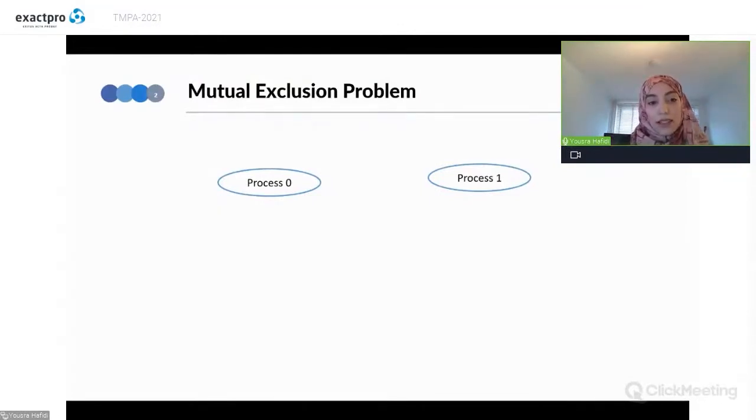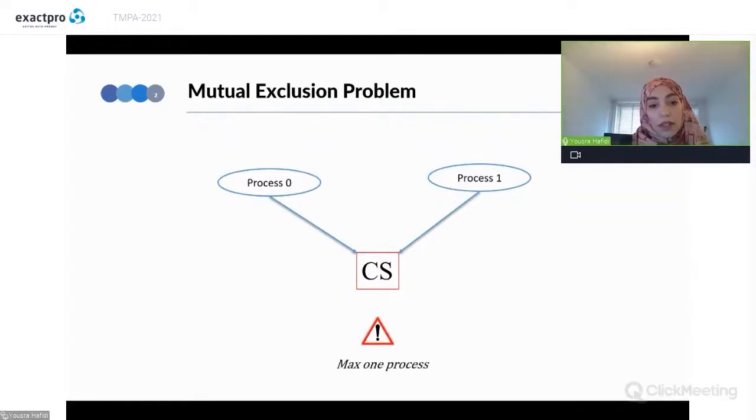We are in a system where there are two processes, process 0 and process 1, and they both are using a shared resource, which is called a critical section, in which just one process should use it at a time. So many algorithms appeared in order to deal with that problem.